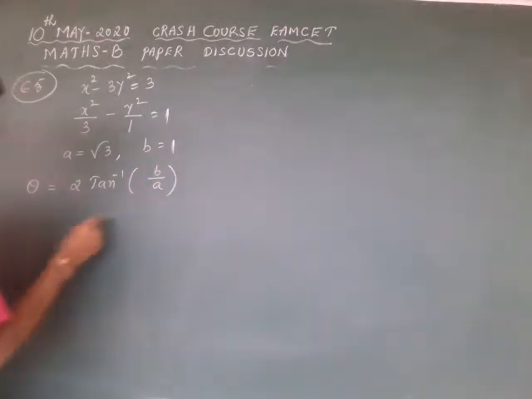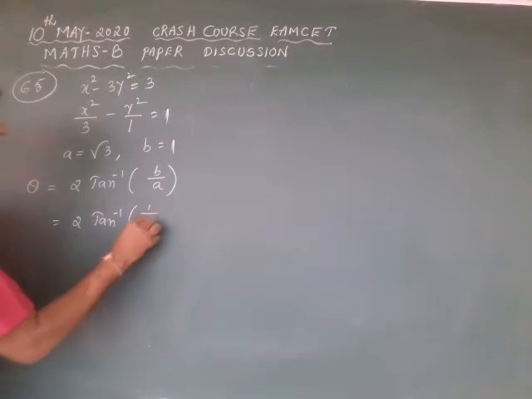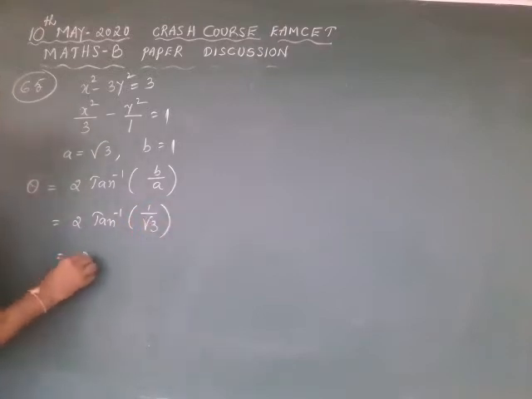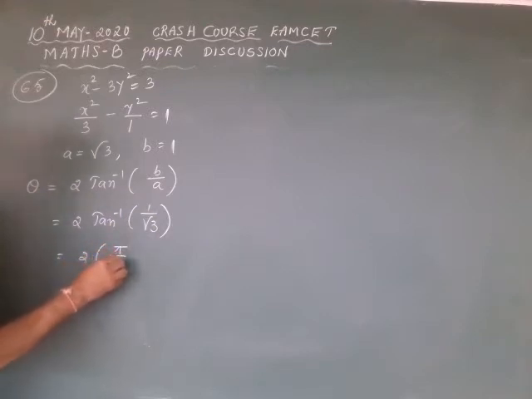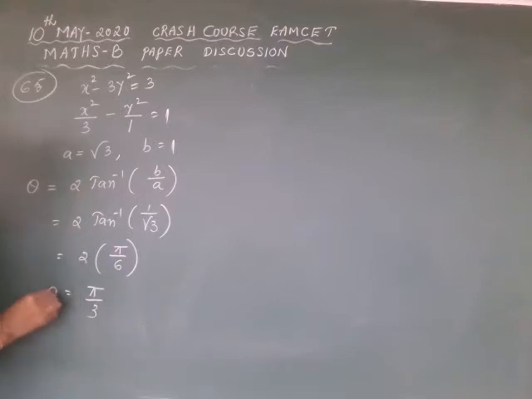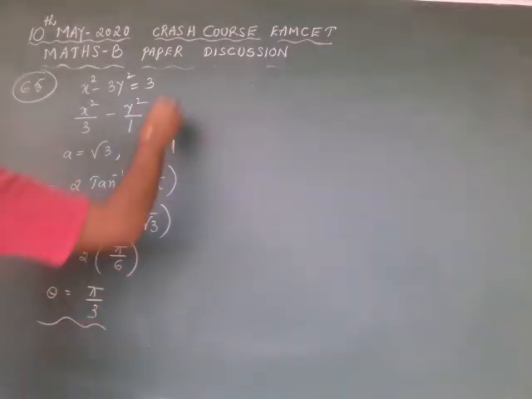From the given hyperbola, let theta be the angle between asymptotes using the formula 2 into tan inverse of b divided by a, which is 2 into tan inverse of 1 by root 3. This comes to 2 into pi by 6, that is pi by 3, be the angle between asymptotes of the given hyperbola.